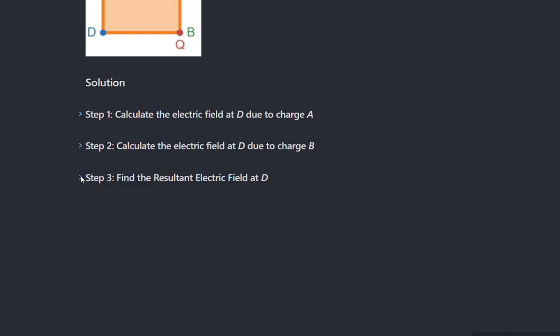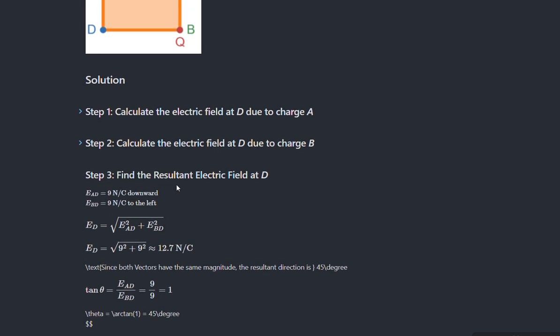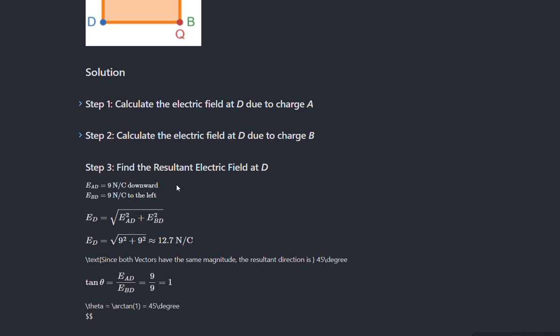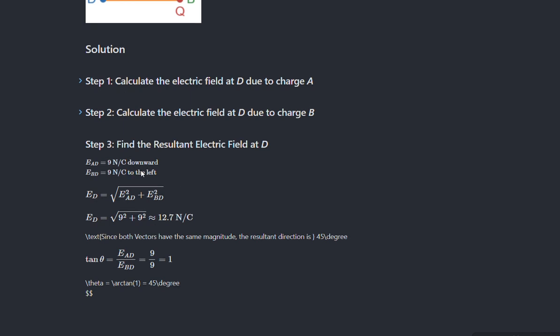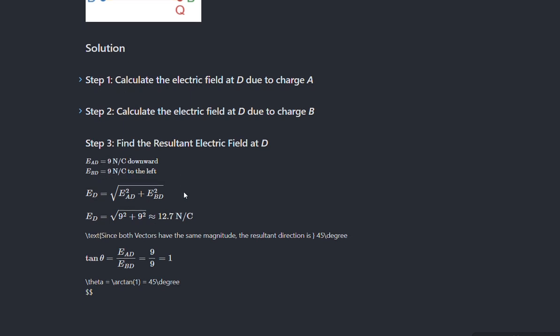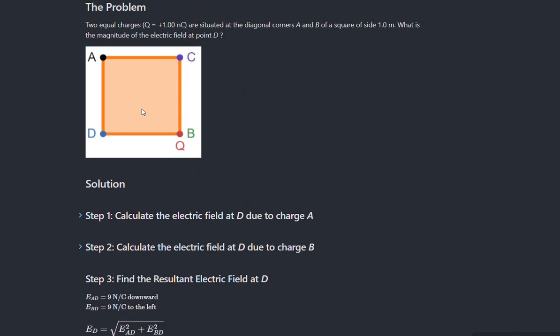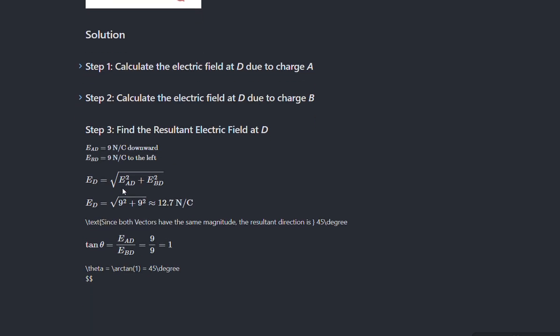And now for our final step, we have to find the resultant electric field at D due to EAD and EBD. So we know EAD is 9 nanocoulombs downward, EBD is 9 nanocoulombs to the left. So if we notice here, these 3 points can make a right triangle since this is a square. This length is equal, this length is equal, and it makes a right triangle. So we can use the Pythagorean theorem to find the resultant magnitude.